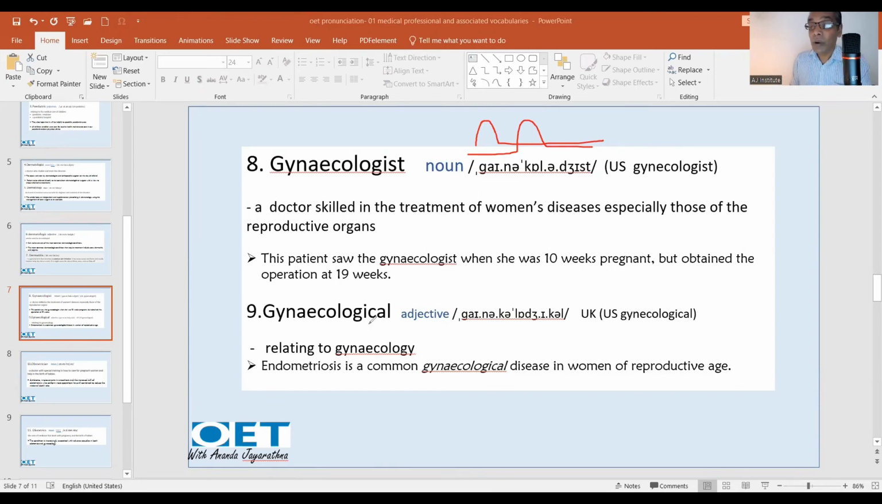So now look at this word also, gynecological. Gynecological, that means nama visheshana padayak, the adjective, talking about gynecology. Now look at this example, read the sentence out. Endometriosis is a common gynecological disease in women of reproductive age.